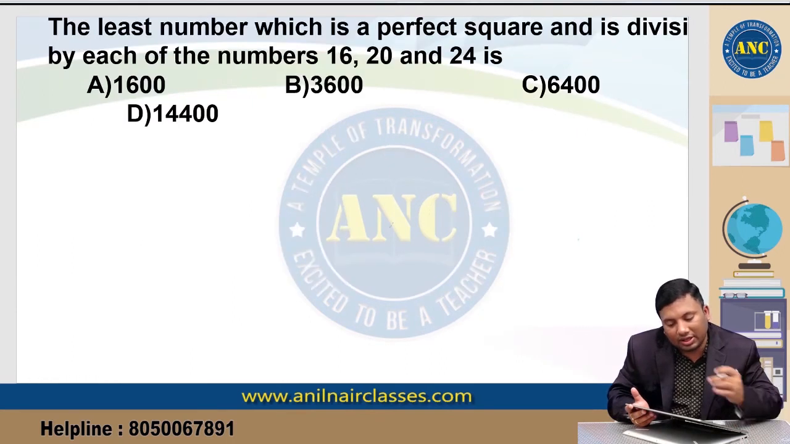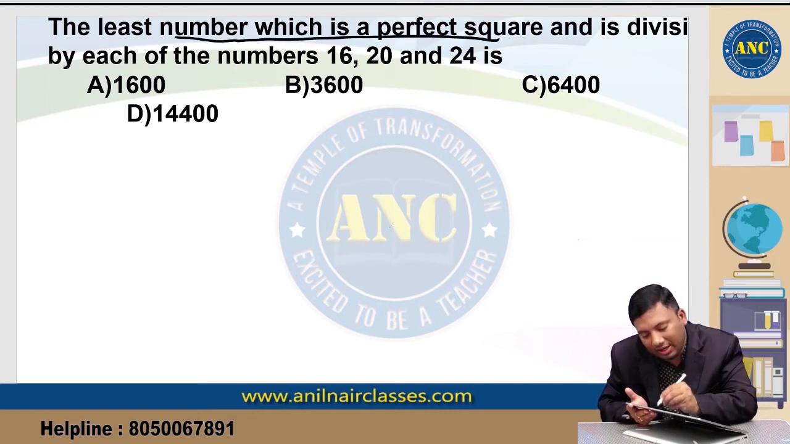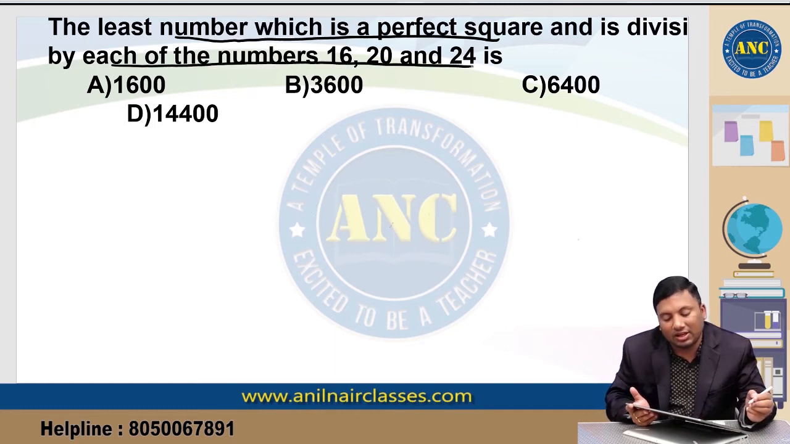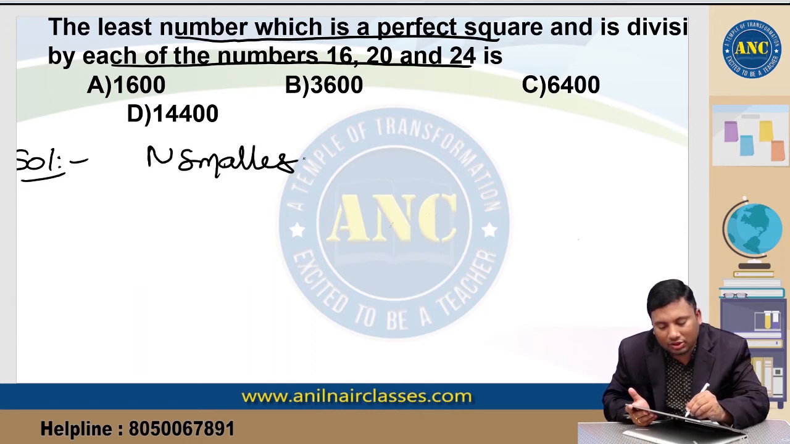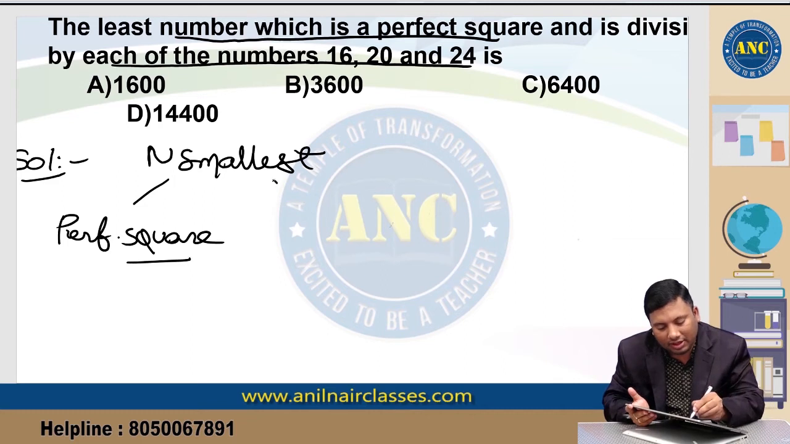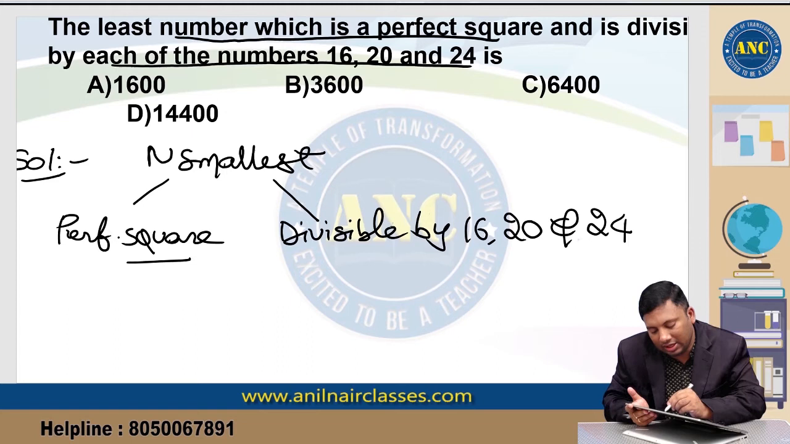Next one: the least number which is a perfect square and is divisible by 16, 20 and 24. Now there are two conditions. N should be smallest. It should be a perfect square, and it should be divisible by 16, 20 and 24.